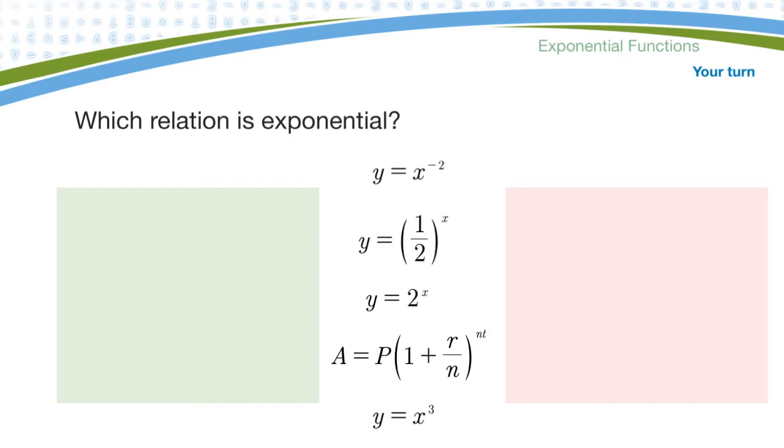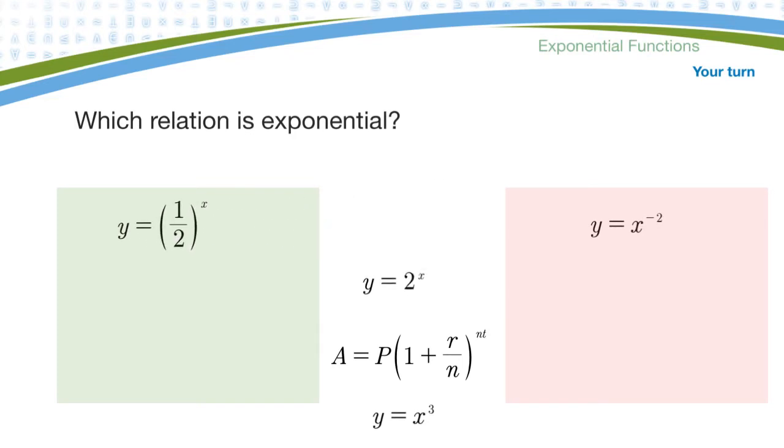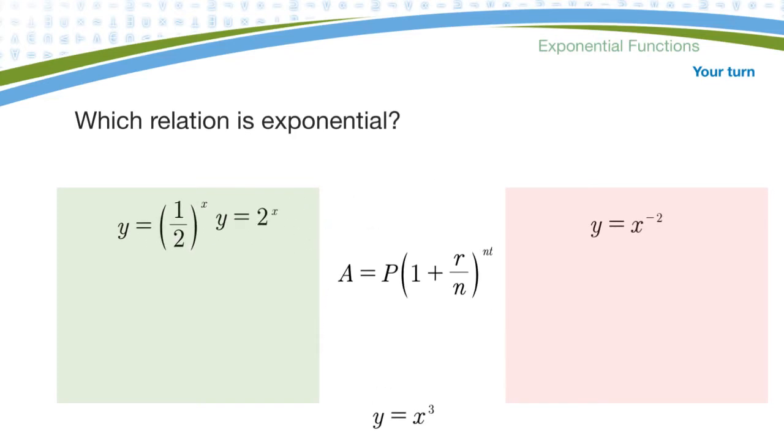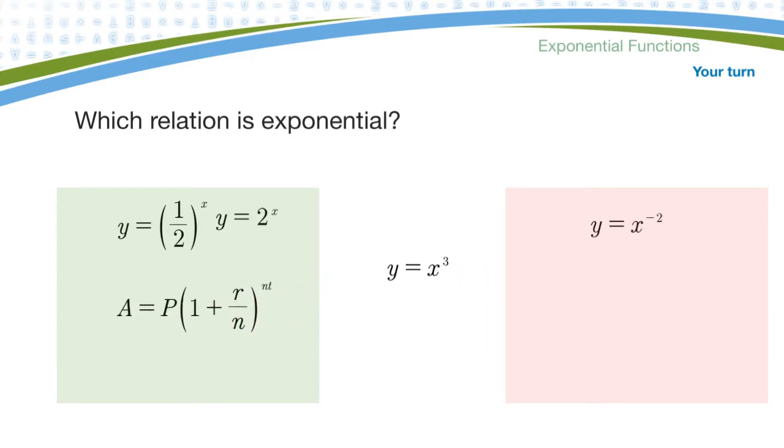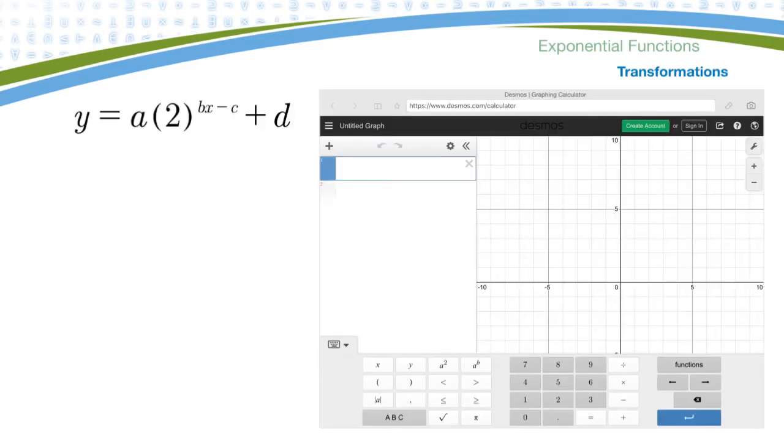Okay, looking at this one, yes, I've got an exponent, but it's not a variable that's in the exponent, so it's not an exponential function. This one has an exponent, which is a variable. So does that one. This one, it's not an x in the exponent, but it's still a variable. It's a number that we can solve for. So that's exponential. This one has an exponent, but the exponent isn't a variable, so it's not exponential.